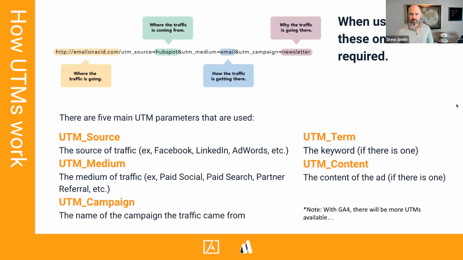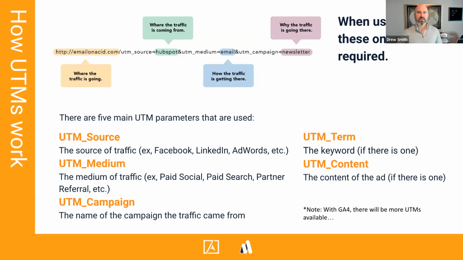Now, there are 3 UTMs that are required if you're going to use UTMs. That's UTM source, UTM medium, and UTM campaign. You have to use those. UTM term and UTM content are optional. You don't have to use those if you're using UTMs.